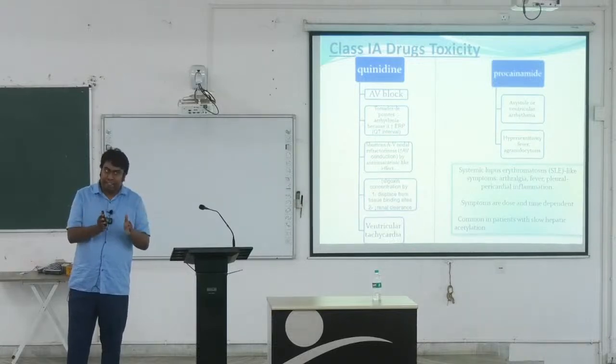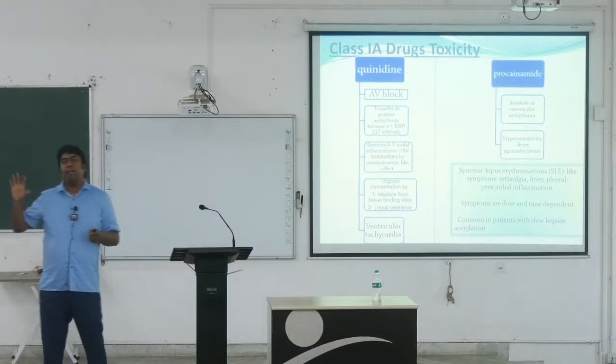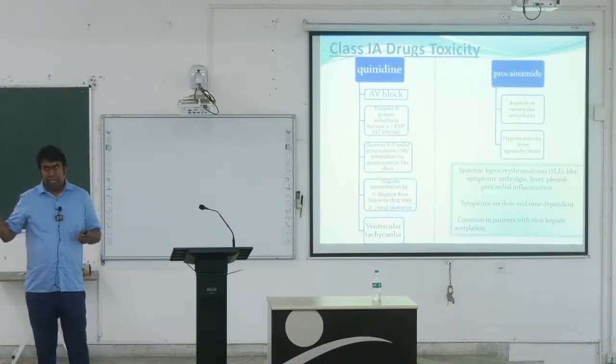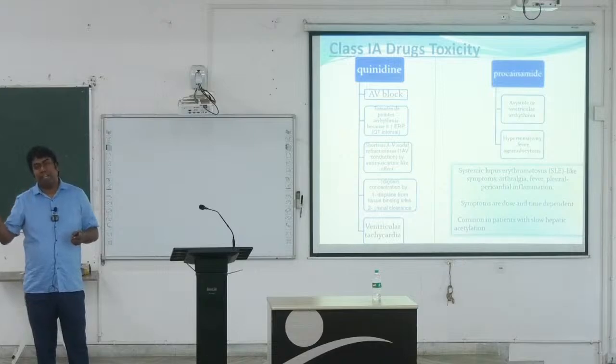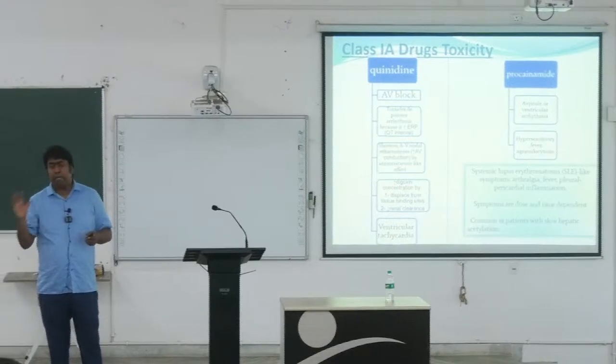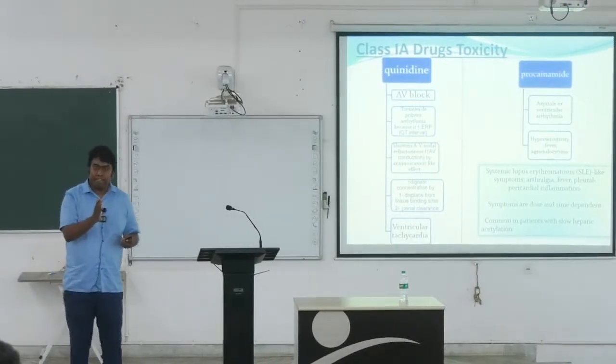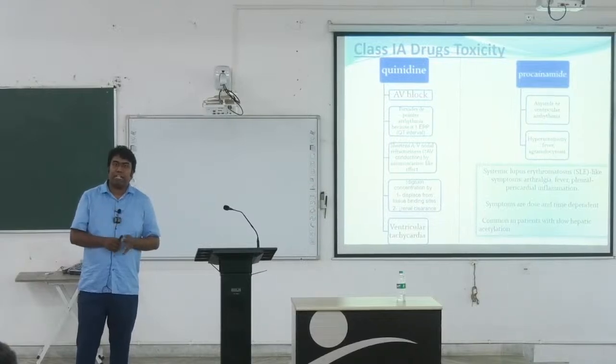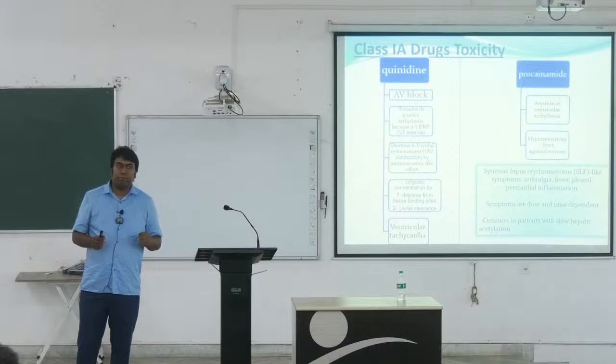Now it is restricted to AF, atrial fibrillation with heart failure. It is commonly used in heart failure in the pediatric age group also, but rarely used as a first line drug. First line drug for congestive cardiac failure? Furosemide. First line drug.